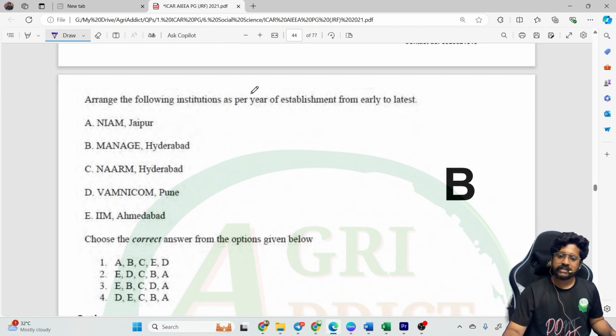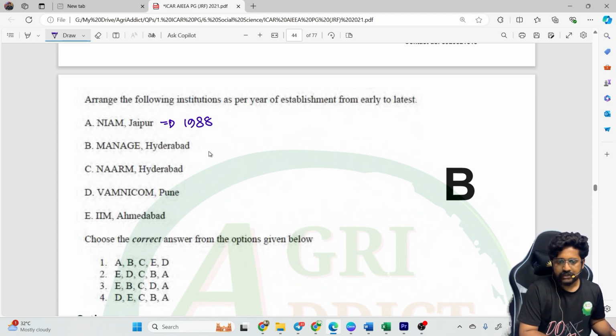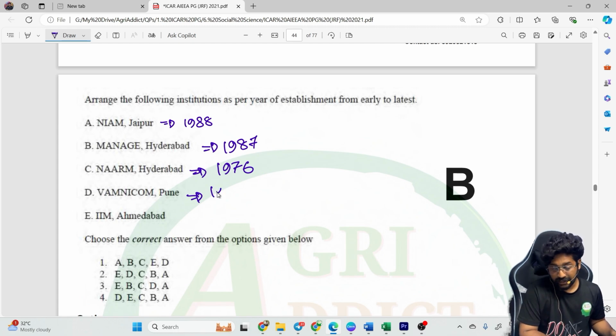Okay, arrange the following institutions as per the year of establishment from the earliest to the latest. First one is the National Institute of Agricultural Marketing in Jaipur, which was established in 1988. Then MANAGE, which was established in Hyderabad in 1987. Then NAARM Hyderabad, which was established in 1976. VAMNICOM in Pune was established in 1967. Then IIM Ahmedabad was established in 1961.